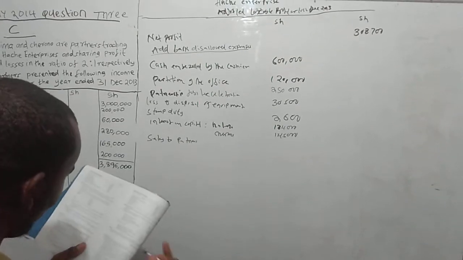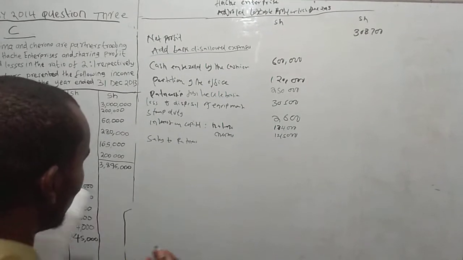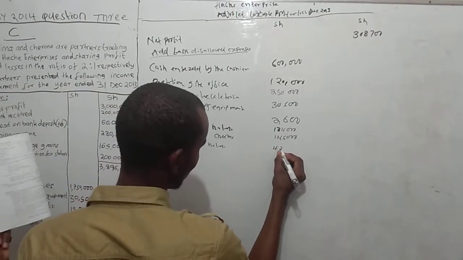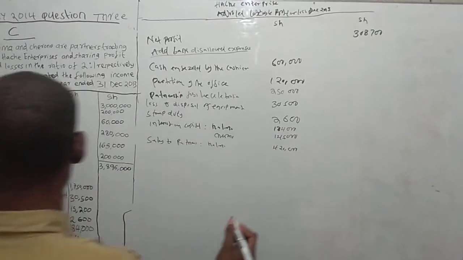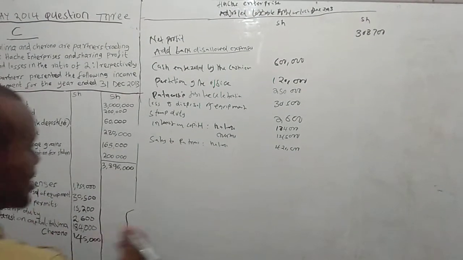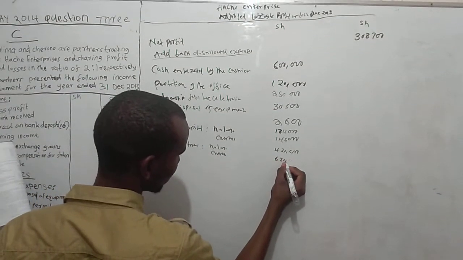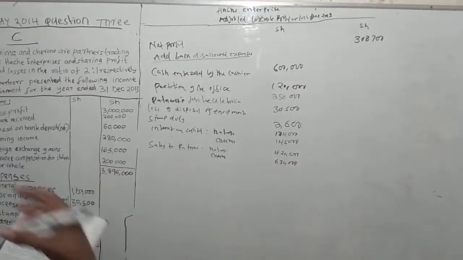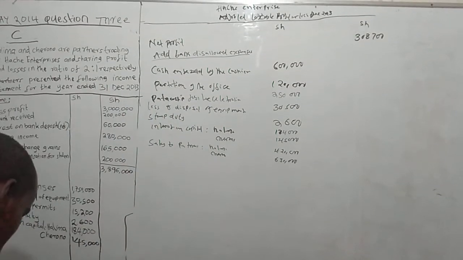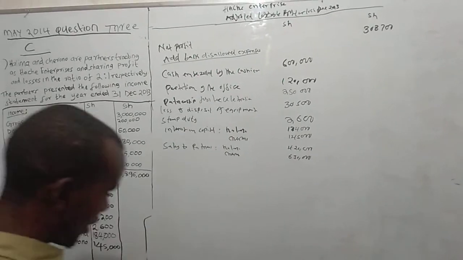Salary to partners. We have here Halima 420,000. Next, Sherono, the salary for Sherono is 630,000. After salary to partners, the next expense, subscription for trade association. That's an allowable expense, we are not going to use. Next is rent and rate.